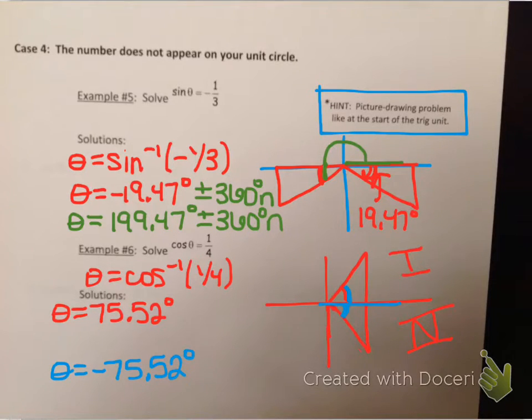Okay, so we've got our two answers. They're not equally spaced, so I have to write them separately. And to put them both as general solutions, I simply write plus or minus 360n.